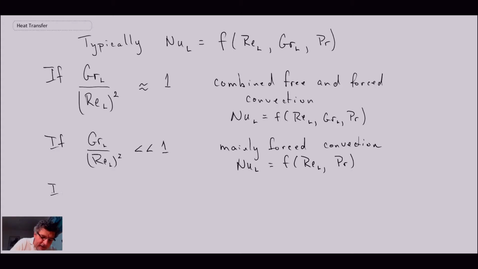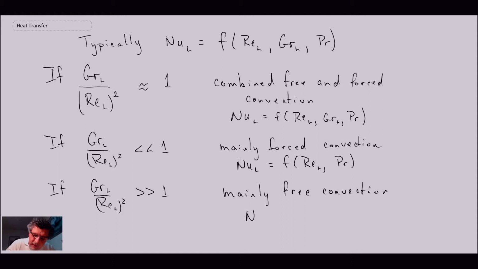And then finally, if the Grashof divided by the Reynolds number squared is much larger than 1, that would be mainly free convection. And in that case, the Nusselt number is going to be a function of the Grashof number and the Prandtl number. So those are some of the orders of magnitude analysis that you can do when you're looking at this.